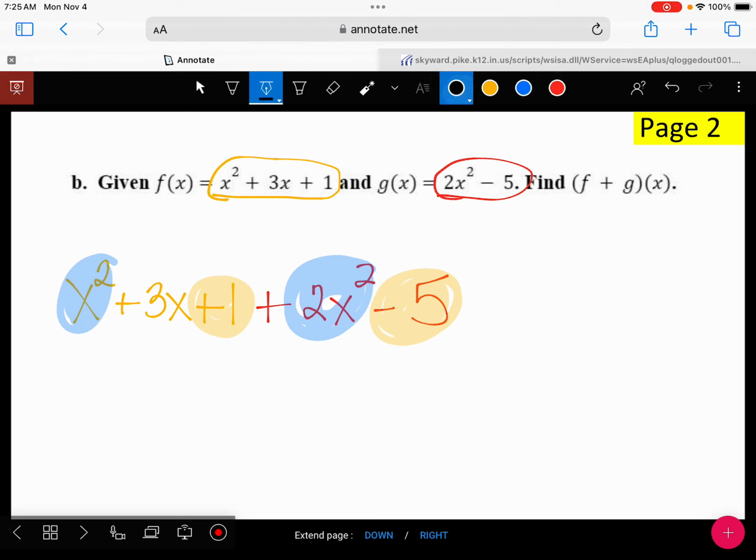So when we add our 1x squared and 2x squared, we get 3x squared. This one doesn't have a friend, so we're just going to bring that down. And then we need to add the 1 and the -5. So what is 1 minus 5, or 1 plus -5? -4.